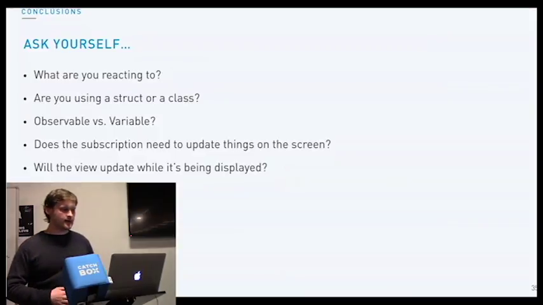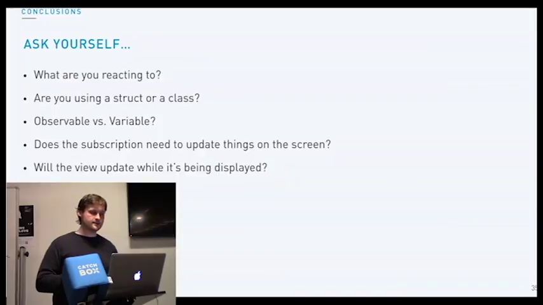Are you using a struct or a class? Something to keep in mind is all these observable entities in Rx are reference types, and structs, since they're value types, are going to get copied a lot here and there. So we tend to use classes if there's one or more observables or variables.